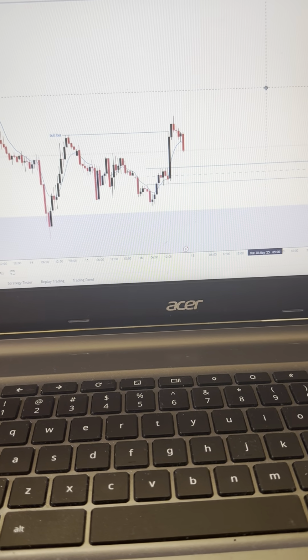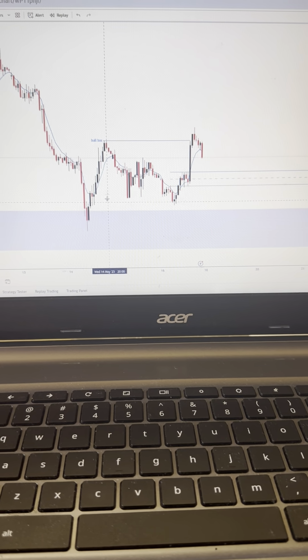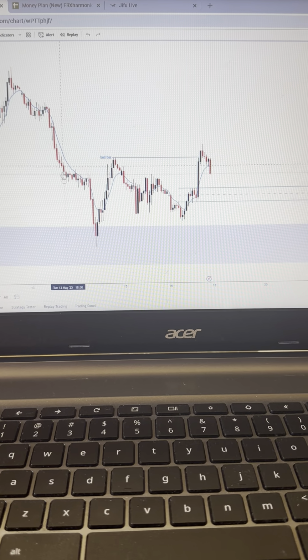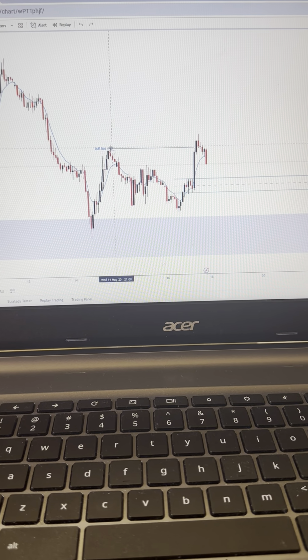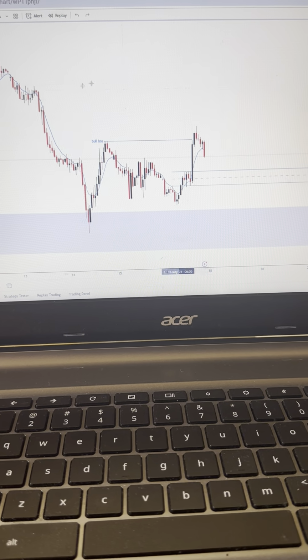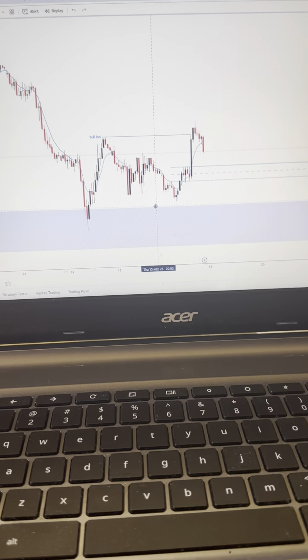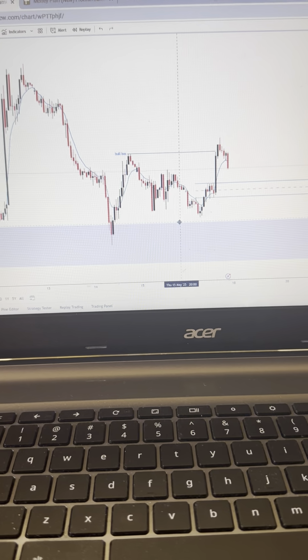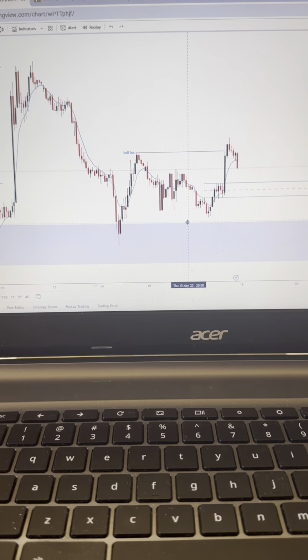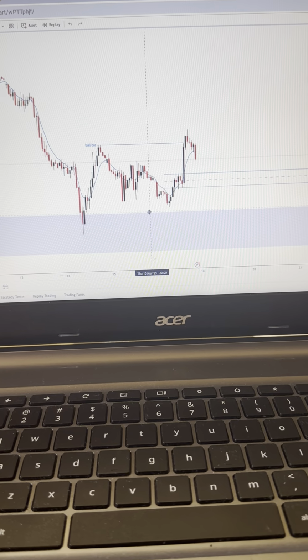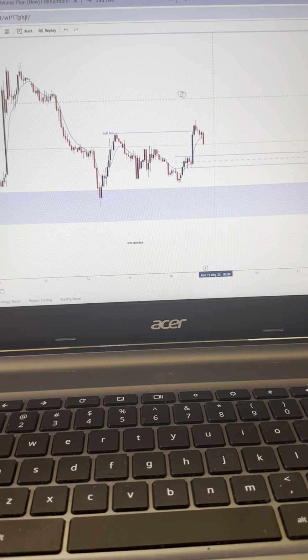So this is the DXY on the 1 hour. We see that this little consolidation area here was broken, and this area here was broken. So the market on the 1 hour is turning over bullish too. So the question is, where can we look to get a reaction to take a position in the market?